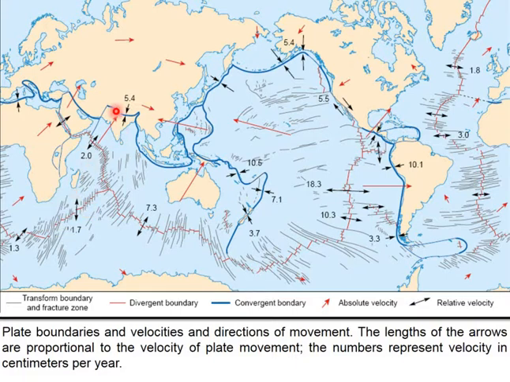Blue lines are convergent plate boundaries. Red lines are divergent plate boundaries. The lengths of the arrows are proportional to the velocity of plate movement. The numbers represent the velocity in centimeters per year.